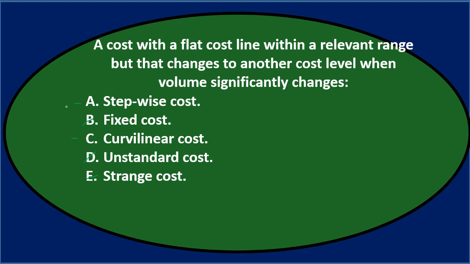Now notice pretty much all fixed costs do that at some point because it's only fixed within some range. So you could think fixed cost follows that pattern as well. But we're talking here about a smaller range than we would typically consider for a fixed cost. So it's going to be kind of fixed, and then it's going to step up at some point in time. And so that would be what we think of as a stepwise cost, some type of mixed cost, some cost that's going to cause us a little bit more problems than standard fixed and variable costs. Final answer, a cost with a flat cost line within a relevant range, but that changes to another cost level when volume significantly changes, is a stepwise cost.